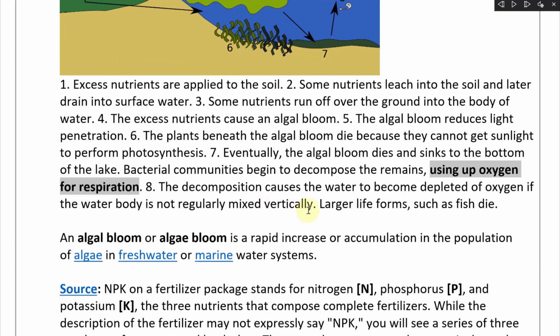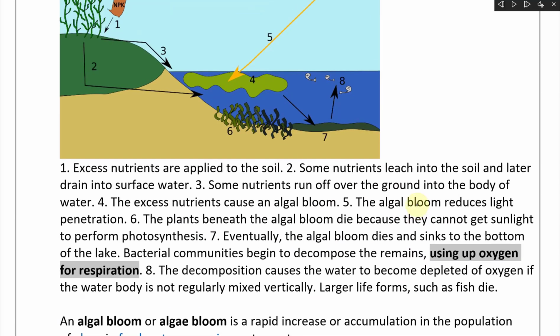To decompose the remains, the decomposition causes the water to become depleted of oxygen if the body of water is not regularly mixed vertically. And then larger life forms such as fish die. So if it's not intermixed vertically, you're just going to die. Then you have the number 7 over here, and this one sinks down and dies, sinks to the bottom, and then bacterial communities begin to decompose the remains and use up oxygen. If there's no circulation on top or vertical mixture, the larger life forms such as fish die, which is pretty fascinating stuff.